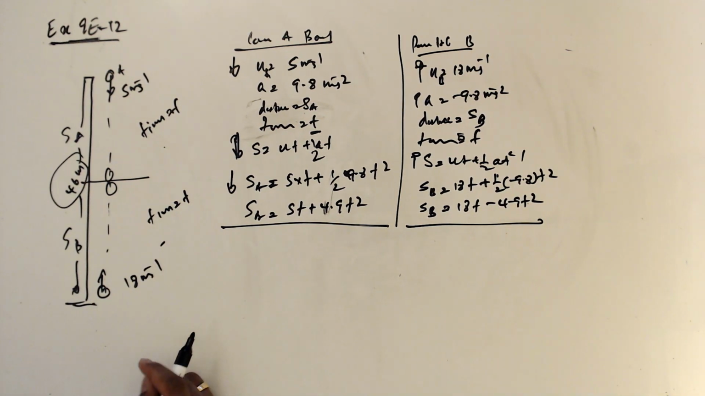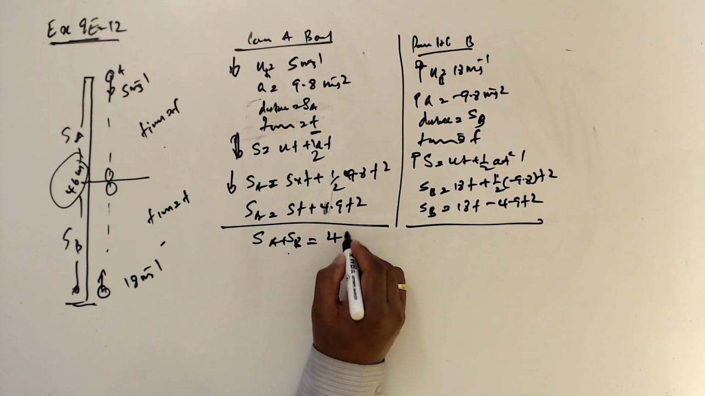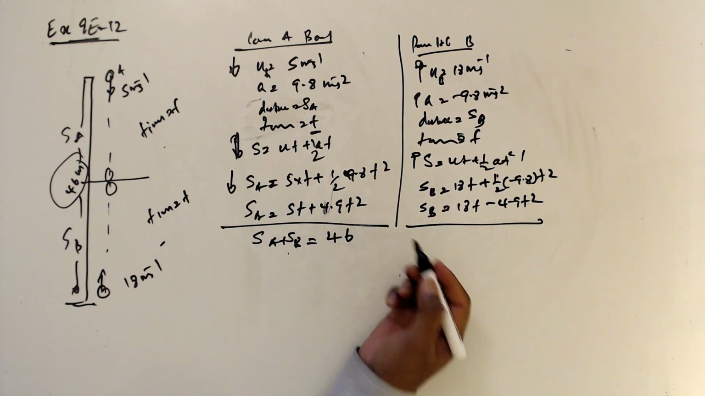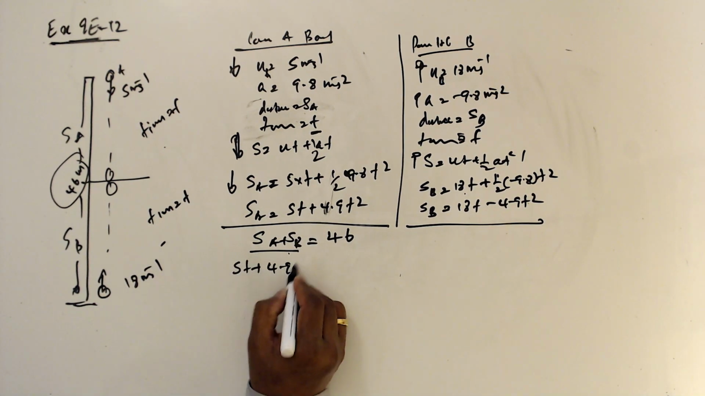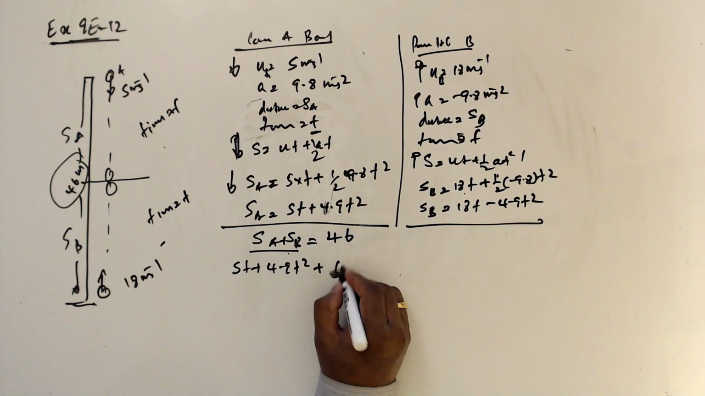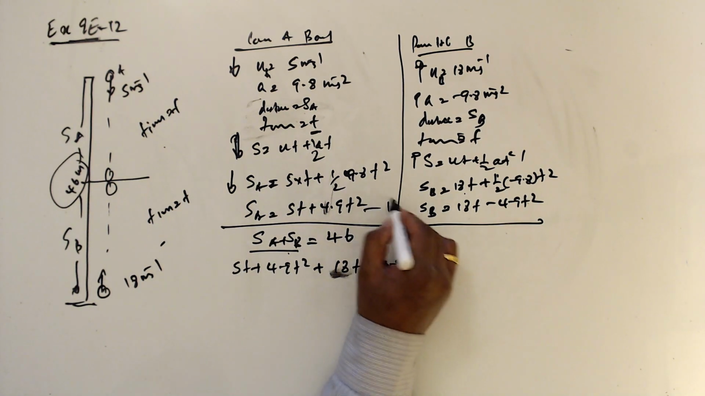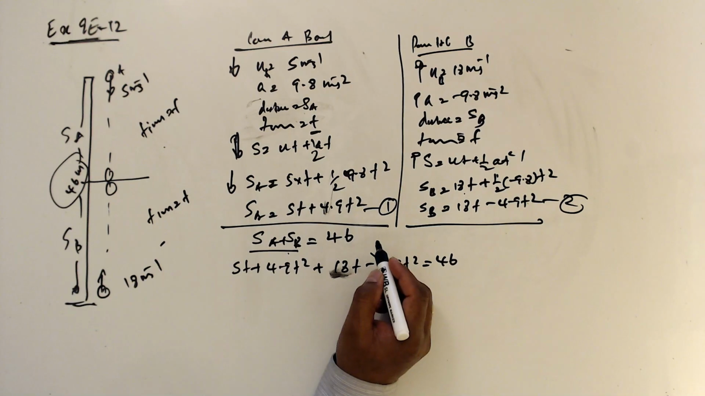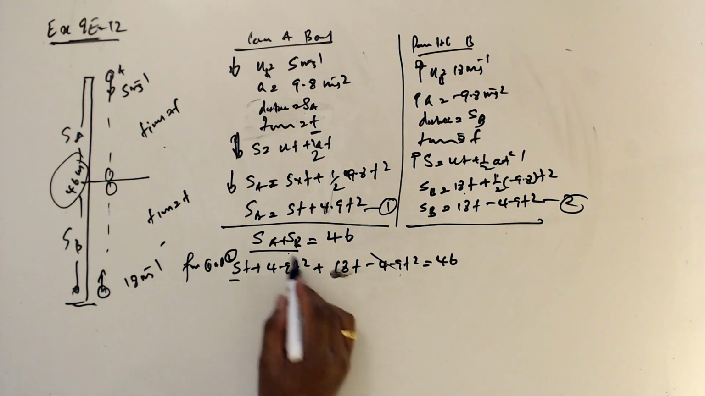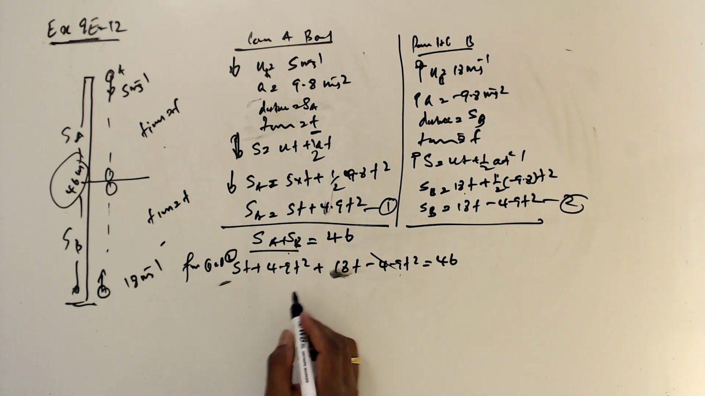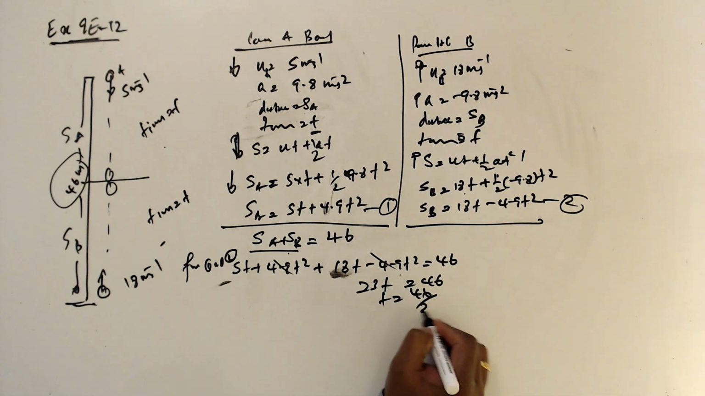Now we know that we didn't use this data, 46. If we don't use the data, then we can't make the sum. That's how the sum is. They don't usually give extra information. So SA plus SB is 46 meters. So 5t plus 4.9 t square plus 18t minus 4.9 t square equals 46. The t squares cancel out. So from 1 and 2, we substitute. This cancels out, and 5 plus 18 is 23. 23t equals 46. t equals 46 divided by 23.